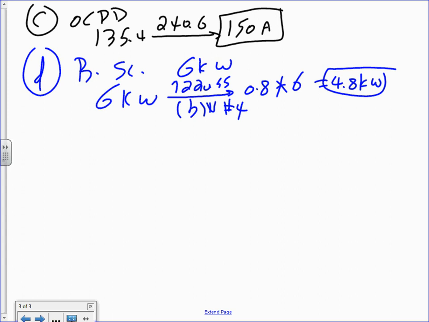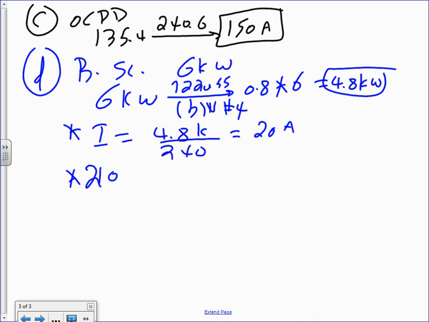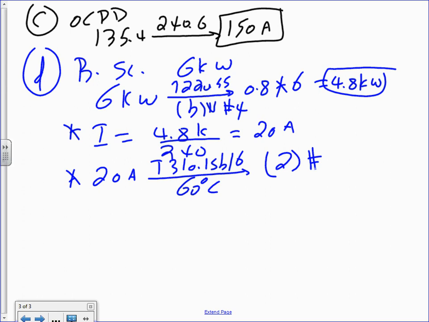Then you're going to find I, because we sized 4.8K divided by 240, and that will get you a healthy 20 amps, okay? Then you take the 20 amps, which table and line? Now you can take it to table 310.15B16. Because it's a branch circuit under the 60 degree column, that will get you two conductors number 12 AWG.